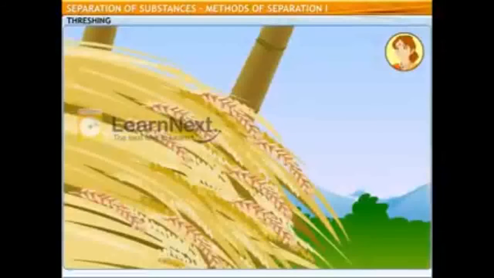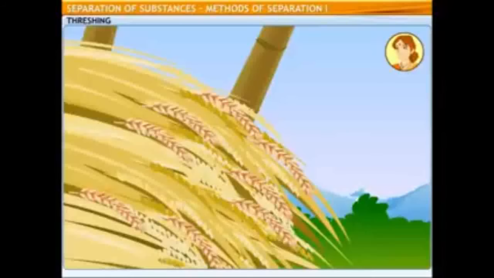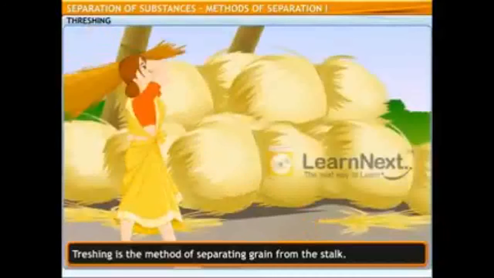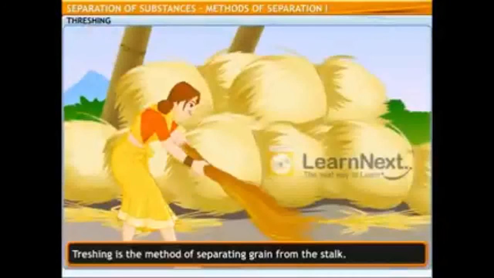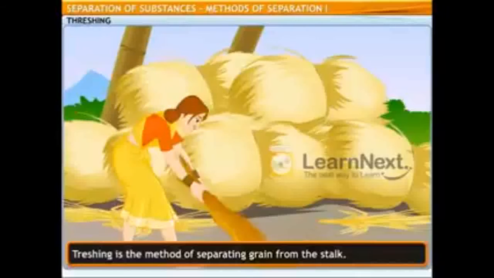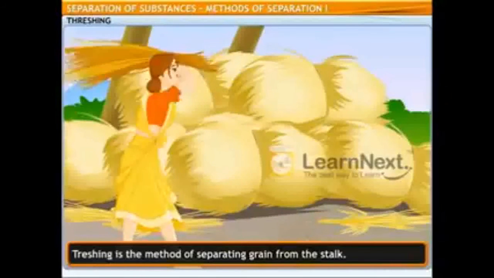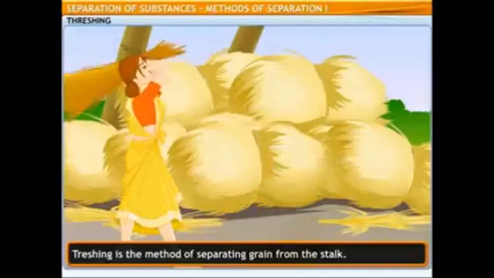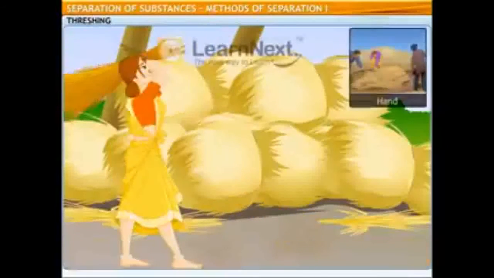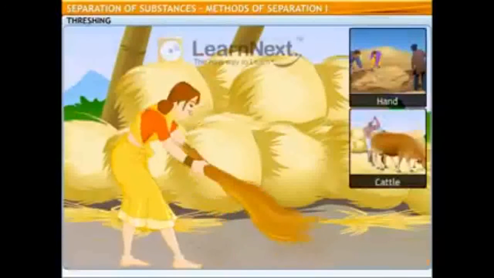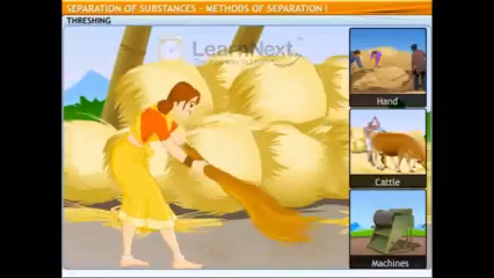Then, each grain of wheat has to be separated from the stalks to which it's attached, so that it can be ground into flour. This method of separating the grain from the stalk is called threshing. It's basically the beating of these dry stalks to shake off the dried grains. It can be done by hand, by cattle, or by using machines.